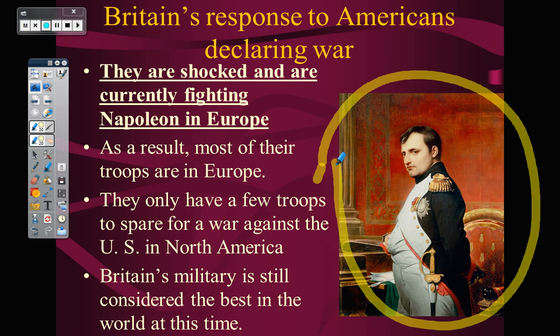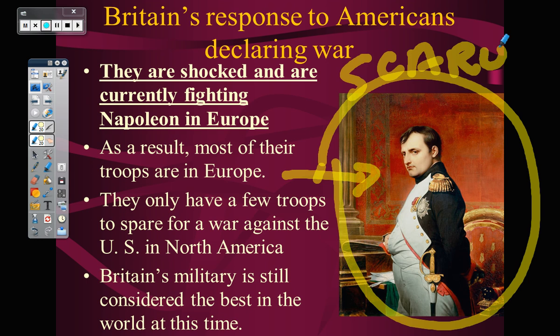So, Britain's thinking is this. This guy: scary. A threat. America, who's just declared war on us, I don't really care that much. So who are you going to try to knock out first? You're going to try to get rid of him, because he's the real concern. So Britain literally decides he's got to go first. Then we'll worry about the United States of America and their declaration of war upon us.